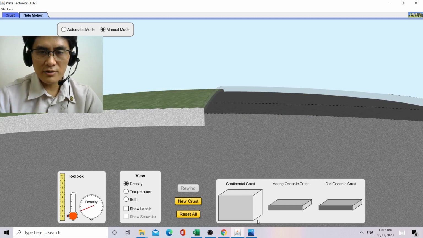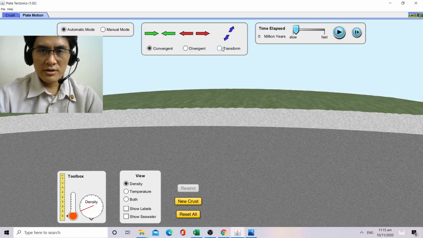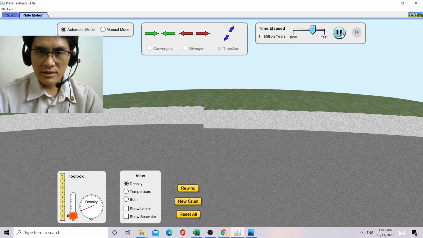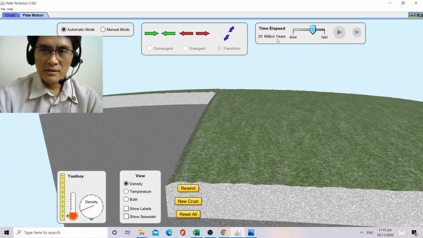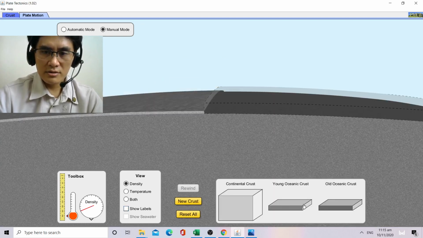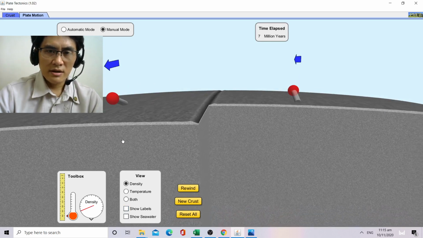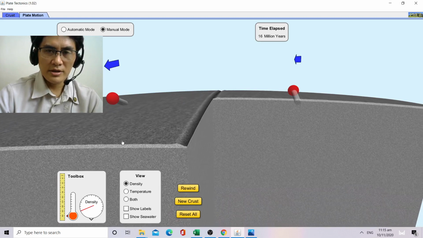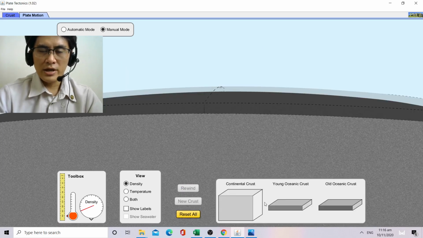And then finally you have the transform fault. So you can have continental versus continental. And I could choose transform fault boundary. And this is what happens, right? And we can also have oceanic versus, well, oceanic, transform boundary.